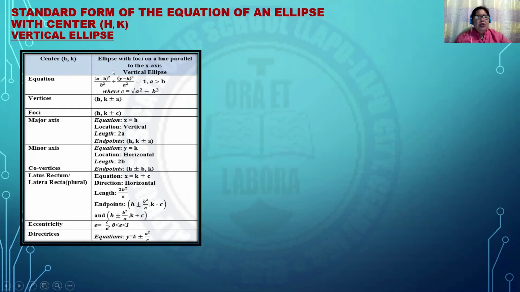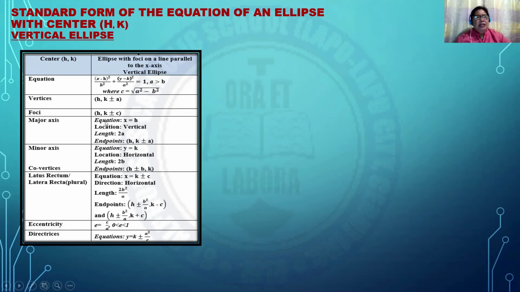The equation is the square of x minus h over b squared plus the square of y minus k over a squared equals 1, where a is greater than b. And the formula for c is the same. The vertices now, we have h and k plus or minus a. Foci, h and k plus or minus c. So by this time, the order is being interchanged.